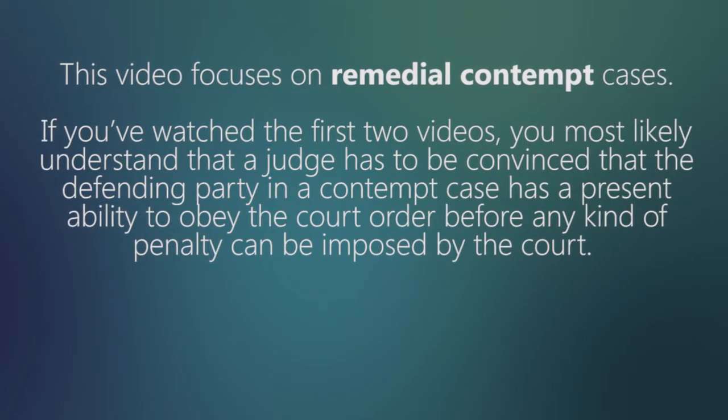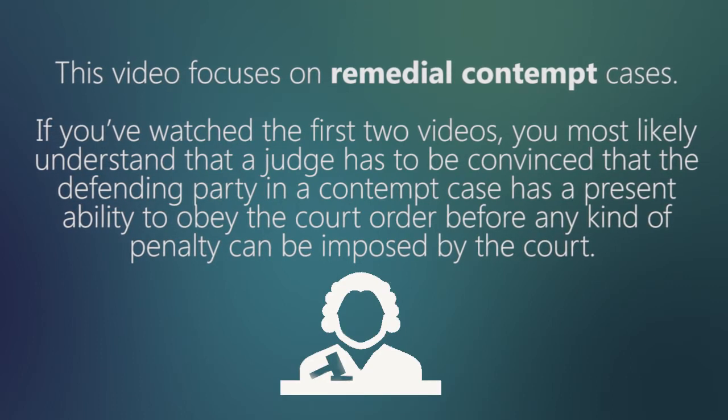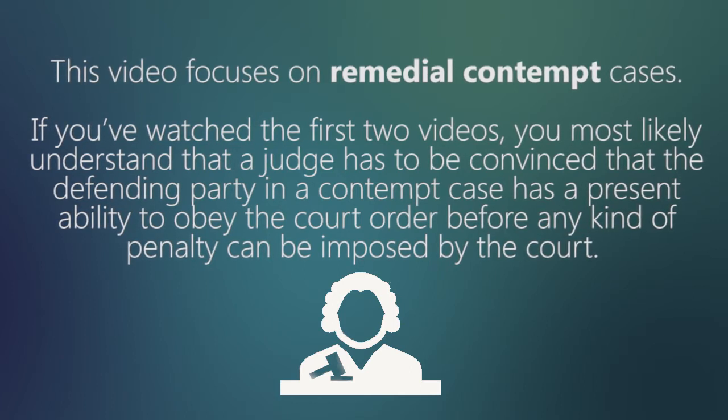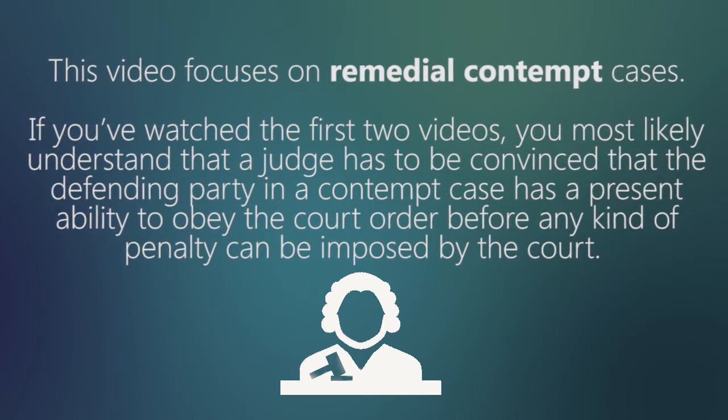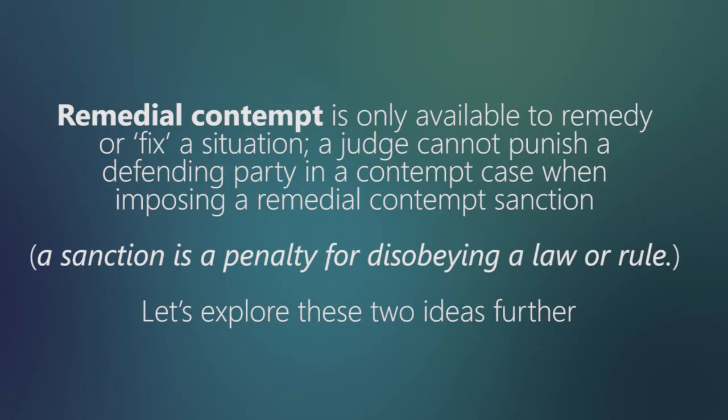If you've watched the first two videos, you most likely understand that the judge has to be convinced that the defending party in a contempt case has present ability to obey the court order before any kind of penalty can be imposed by the court. Remedial contempt is only available to remedy or fix a situation. A judge cannot punish a defending party in a contempt case when imposing a remedial contempt sanction. A sanction is a penalty for disobeying a law or a rule. Let's explore these two ideas further.